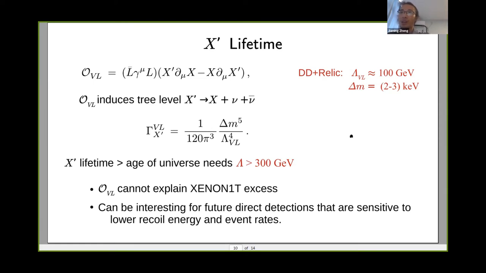So the lesson we learn here is that the vector portal to the left-handed lepton doublet cannot explain the xenon one-ton excess. However, it might be interesting for future direct detections that are sensitive to lower recoil energy, namely lower delta M, and lower event rates, namely larger cutoff scales.